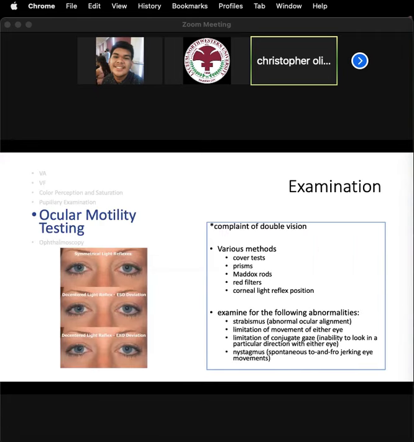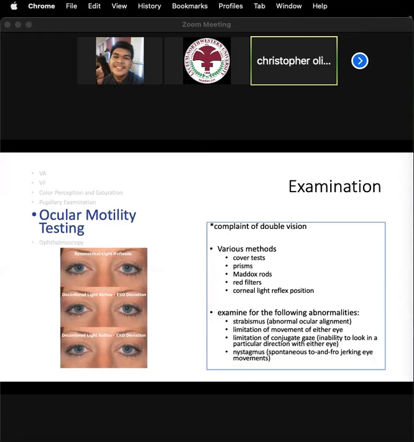So, ocular motility test. Evaluation of a patient with neurologic symptoms is not complete without ocular motility testing. Eye movement should always be tested, especially if the patient has a complaint of double vision. So these are the various methods you can use to assess ocular alignment and motility. There's prisms, red filters, and the simple corneal light reflex position, which we're doing.